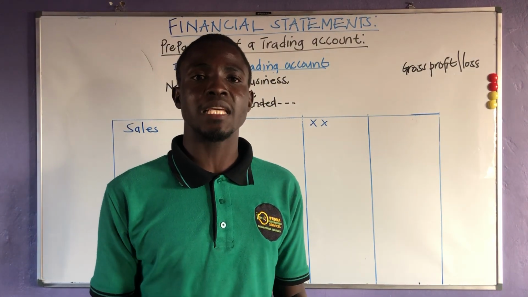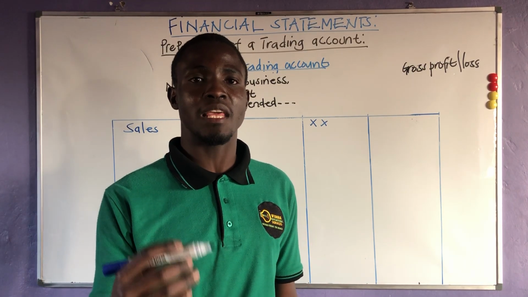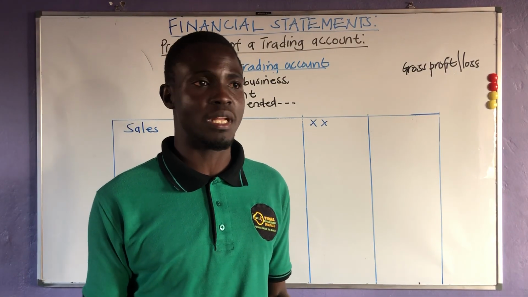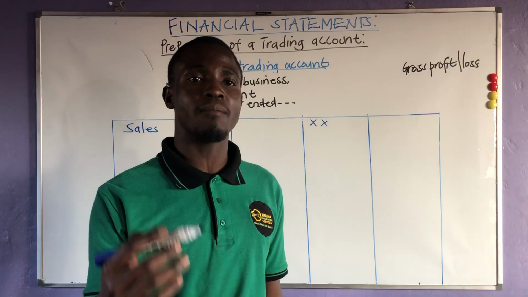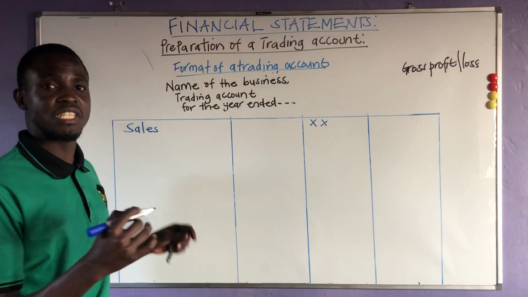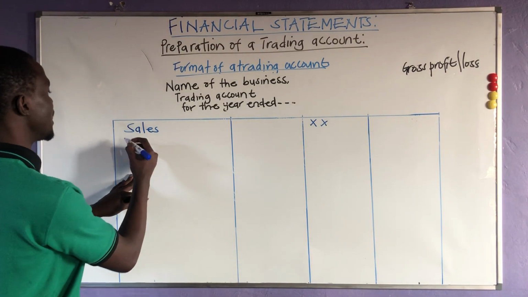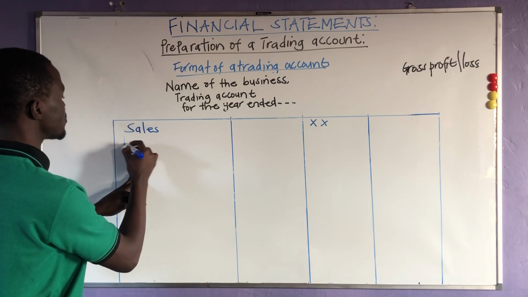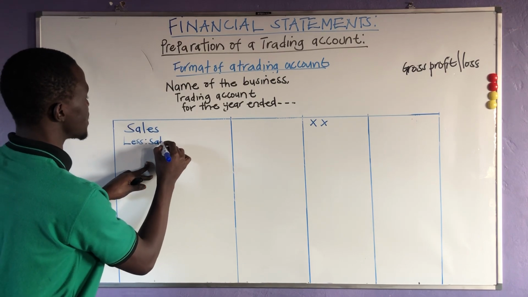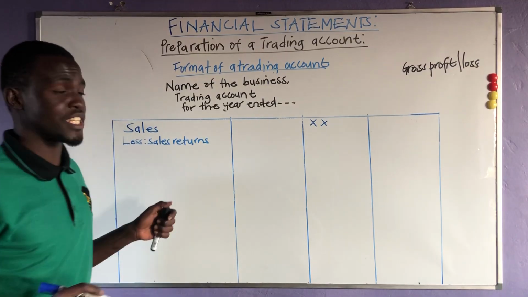Now we expect that entrepreneurs may sell goods to customers, and there is a possibility that they may sell goods that are, let's say, outdated, expired, or out-fashioned. Those customers may intend to bring those goods back to your business. If a customer returns goods to your business, those are called sales returns or returns inwards. So we less sales returns from sales.